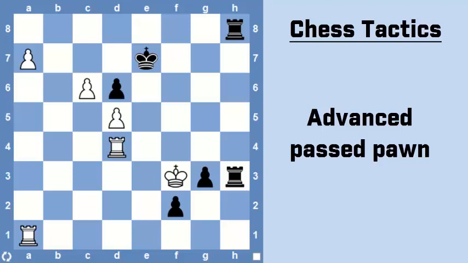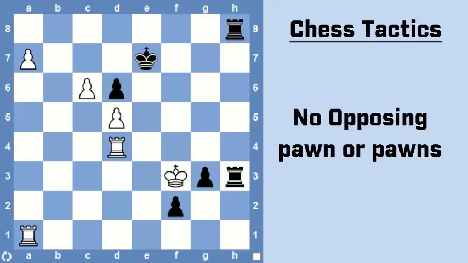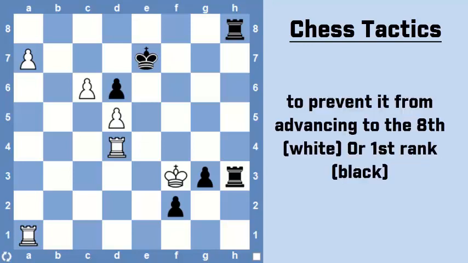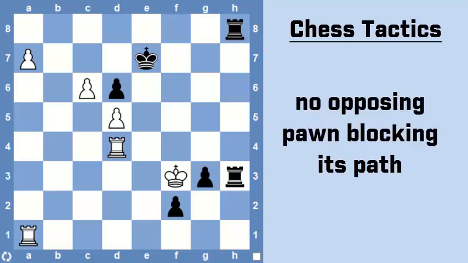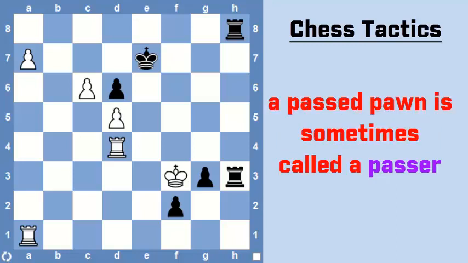In this video, we're focusing on a chess tactic called advanced passed pawn. Advanced passed pawn can sometimes be called a passed pawn or advanced pawn. In chess, a passed pawn is a pawn with no opposing pawns to prevent it from advancing to the 8th rank. That is, there are no opposing pawns in front of it on either the same file or adjacent files. A passed pawn is sometimes called a passer.